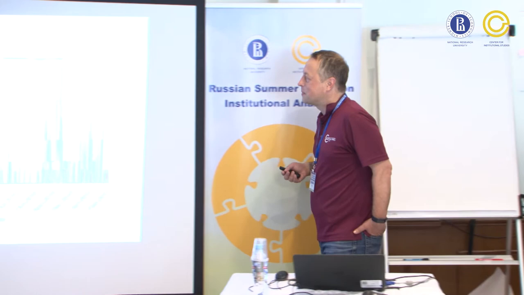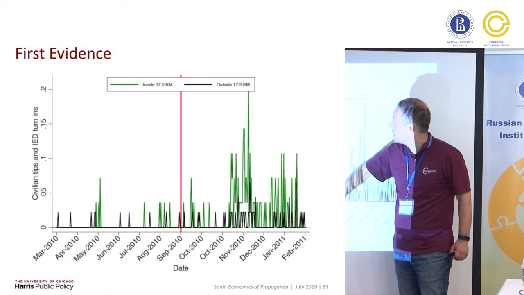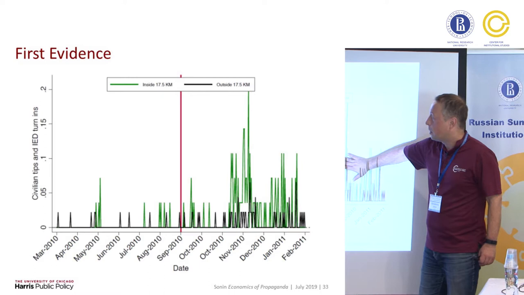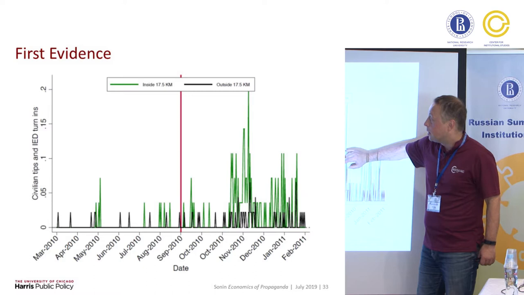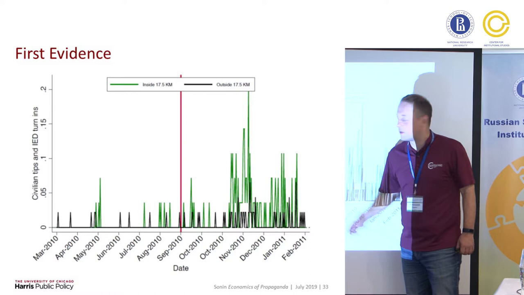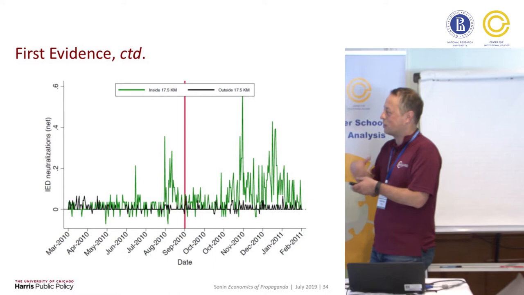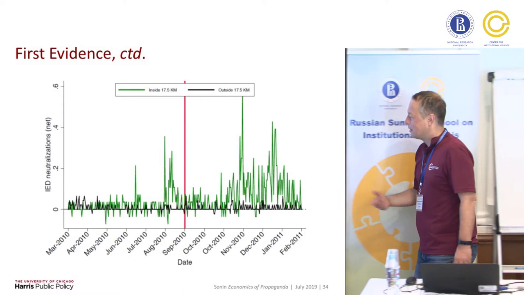So like one first evidence. This is time. This is the moment when this radio station was located. So this is the amount of civilian tips about the improvised explosive devices. So it's reasonable to infer that there is actually an impact of putting this transmitter here on the amount of tips that authorities received. Then the same thing about neutralization. So it's not tips received, but it's actually about military going and finding and neutralizing bombs.